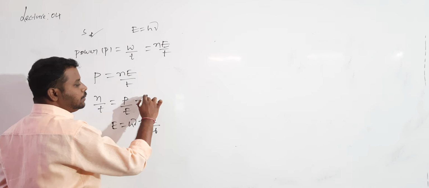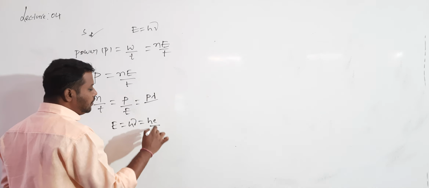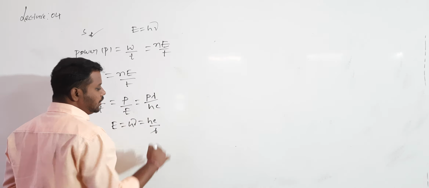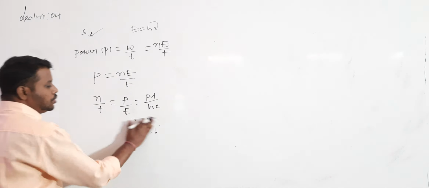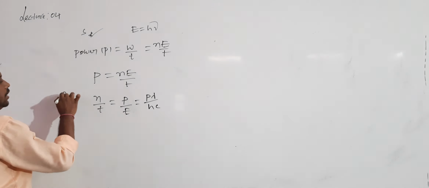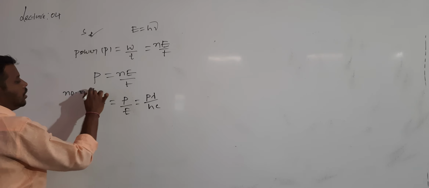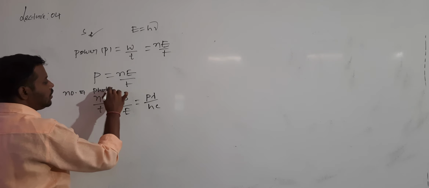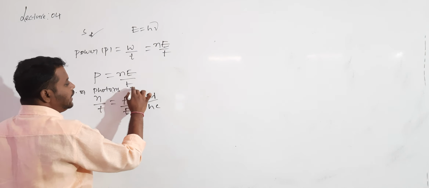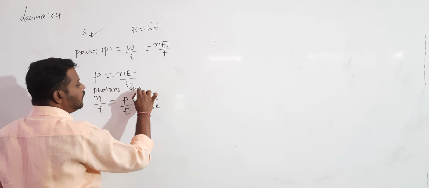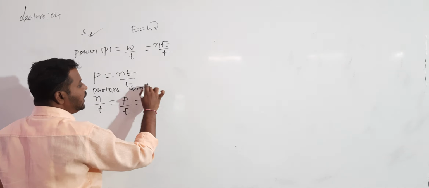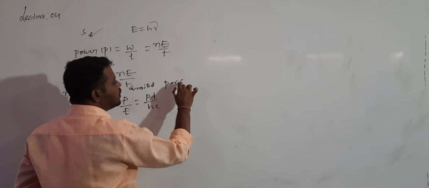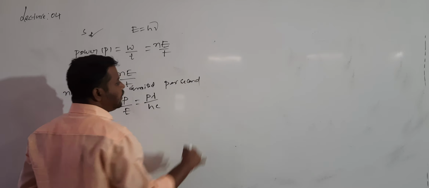When I write hc by lambda, I will get n/t = P into lambda divided by h into c. This one formula you should know. What will this formula give you? The number of photons emitted per second.